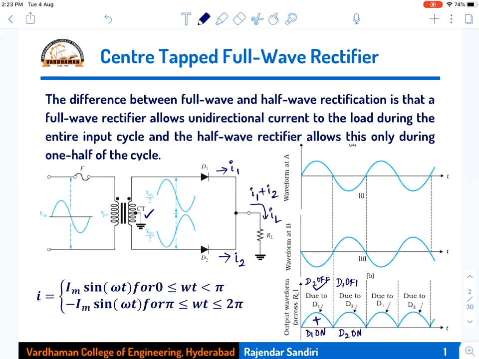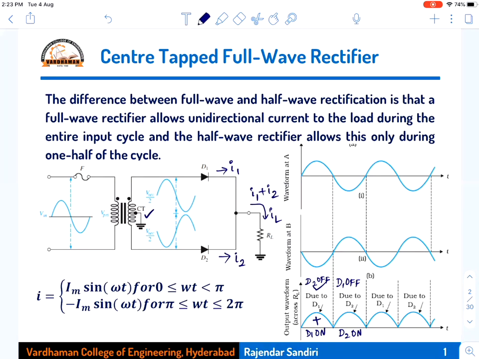Okay, so this is because of the I2 current. Alternately, these two diodes will be switching on and off. Therefore, current I1 will flow for the first half cycle, current I2 will flow for the second half cycle, and it will be switching again. So I1, I2, I1, I2, and so on.